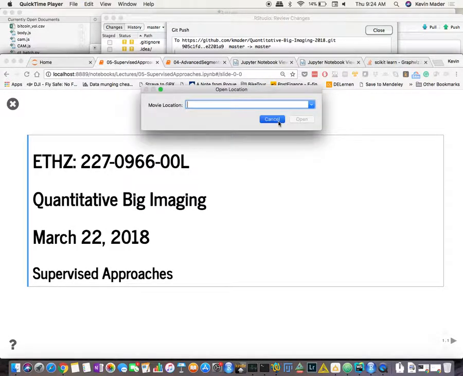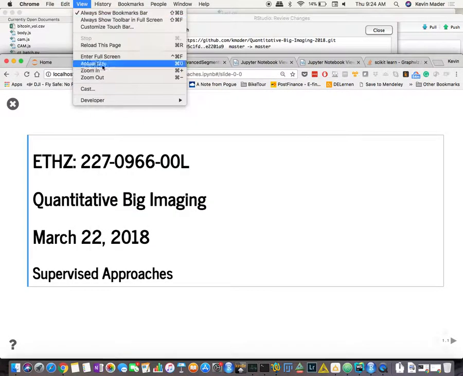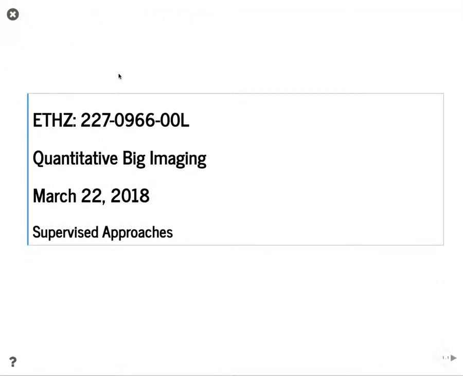Slight delay. Where's the view screen? So the slides today are new.